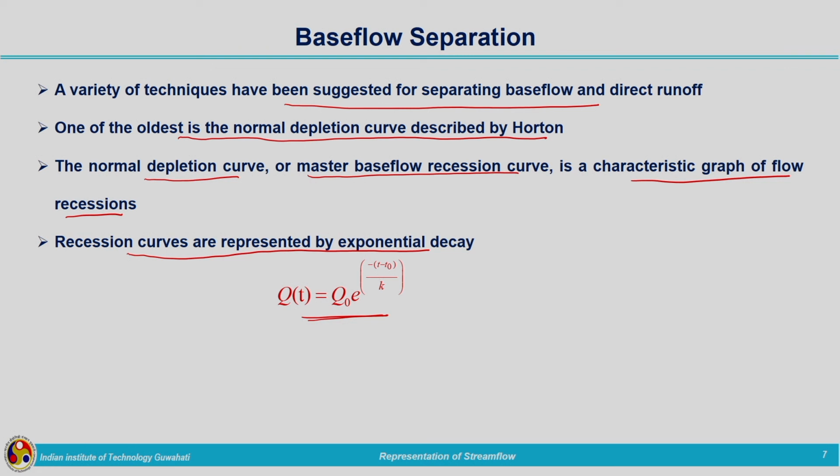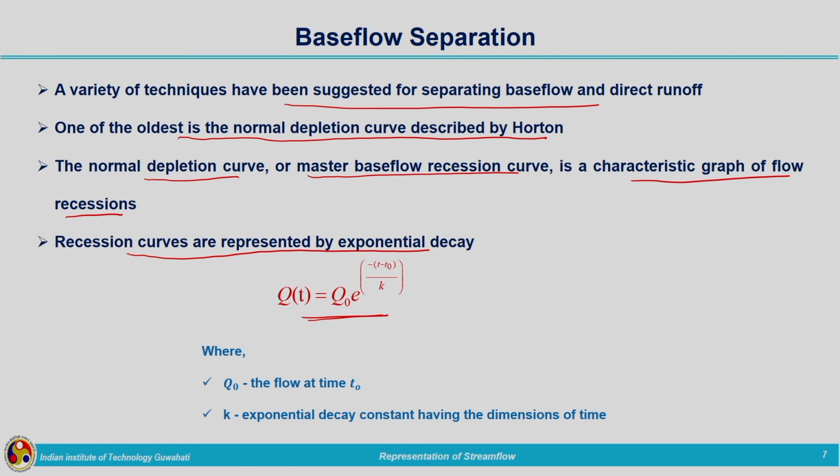So, the recession curves have been represented by an exponential relationship that is given by this. It is proposed by Horton, and in this Q naught is the flow at time T naught and K is the exponential decay constant having the dimensions of time. So, for different times, T minus T naught, where T naught is the beginning of the storm, we can get the ordinates related to these recession curves. So, this equation can be utilized for plotting the recession curve.